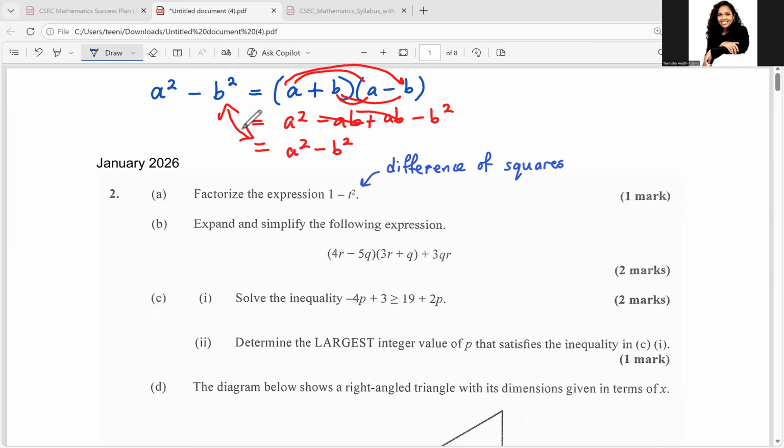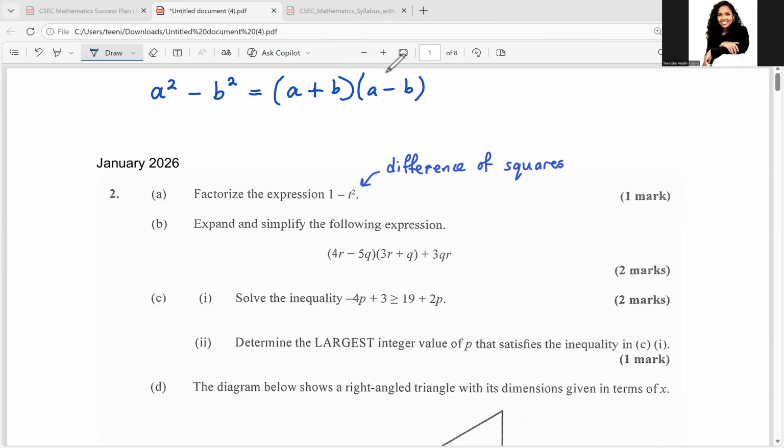And that's the thing about factorizing. When you factorize, whatever you get as your factors must multiply back to give you the original expression, right? So this is the general or standard rule, I would say, to factorize a difference of squares. You just take the square roots of each of them, they will go in your brackets, and you interchange the signs.